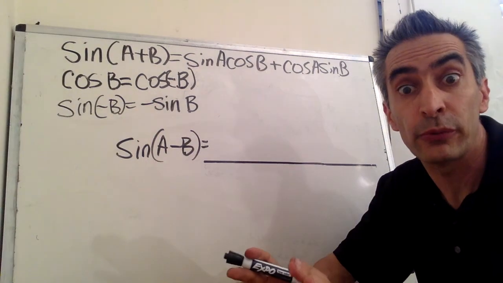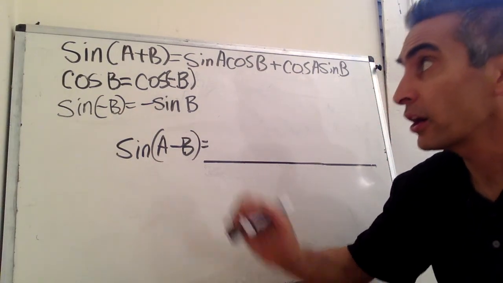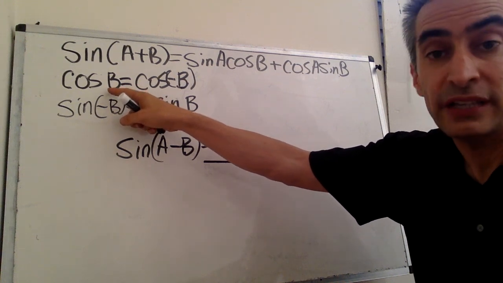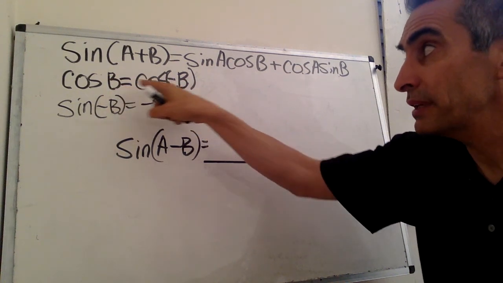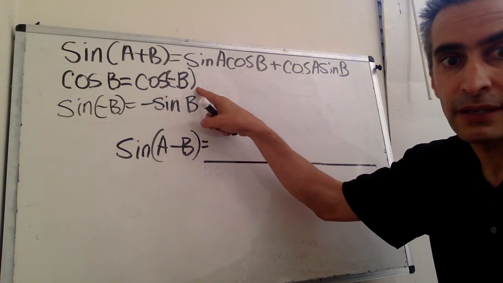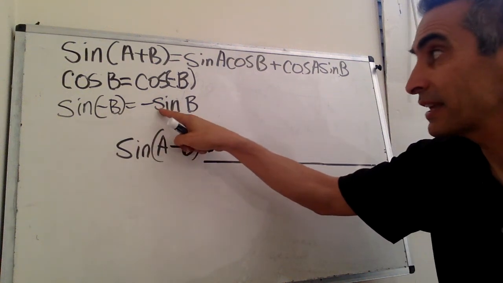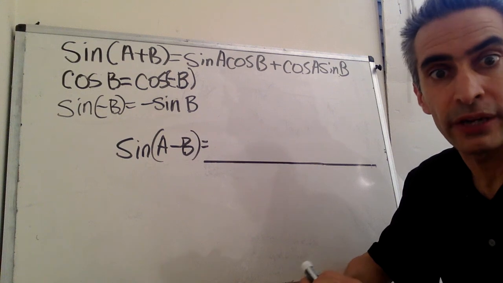Okay, so we are just about ready to rock and roll here now. We've got our sum formula for sines up here. We've got our even function of cosine: cosine of b equals cosine of negative b. Then we've got our odd function for sine: sine of negative b equals the negative sine of b. And now we're ready to rock.